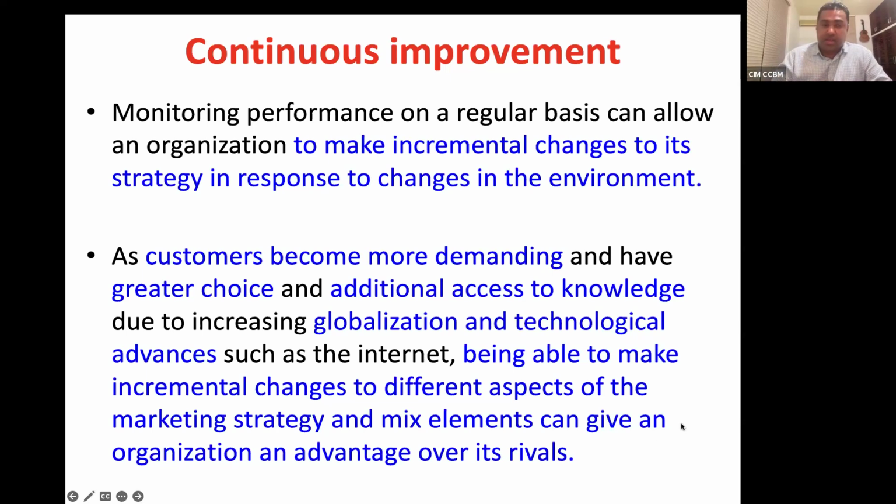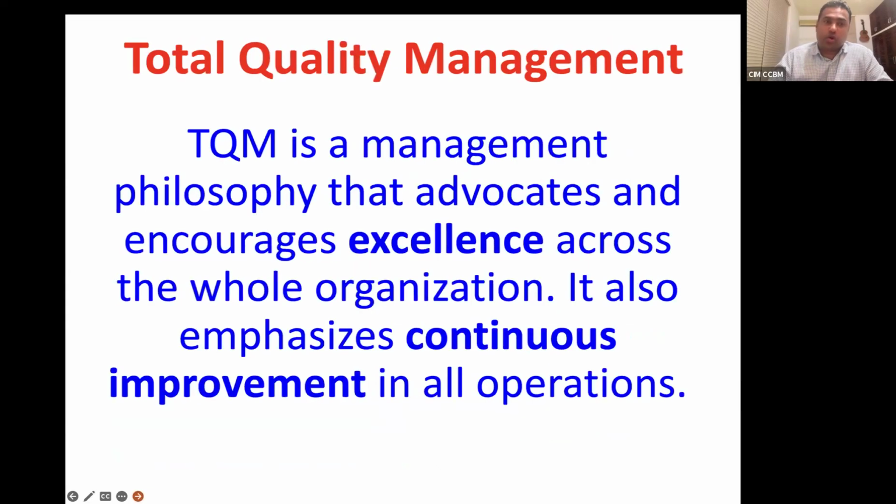environments change. And a theory that we use in continuous improvement is called total quality management. TQM is a management philosophy. It's a Japanese management philosophy, and then it was an American management philosophy that advocates excellence across the whole organization. Excellence in what you do in manufacturing. It also emphasizes continuous improvement of all operations.